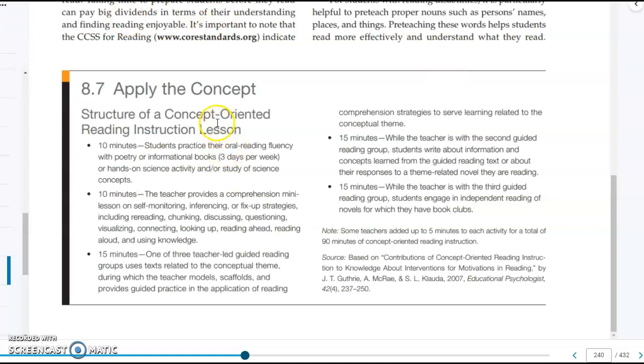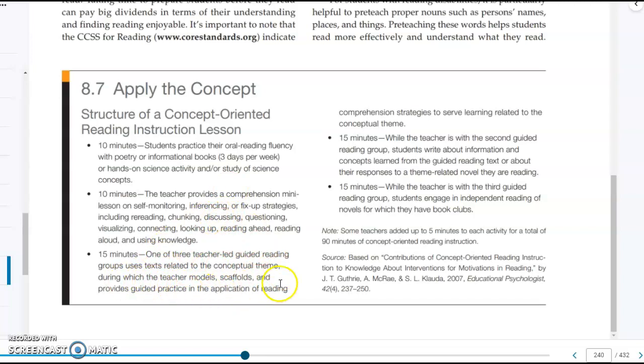And this one, I'm going to talk about this in just a second, but while I'm here, here's a good way to structure a concept-oriented reading instruction lesson. Lots of words. So, 10 minutes, they'll practice oral reading fluency with poetry or informational books 3 days a week. 10 minutes, you're going to do a comprehension mini lesson. 15 minutes, okay? So they might have some guided reading group using text related to the conceptual theme that we talked about up here.